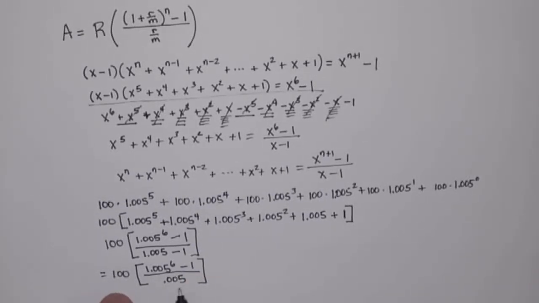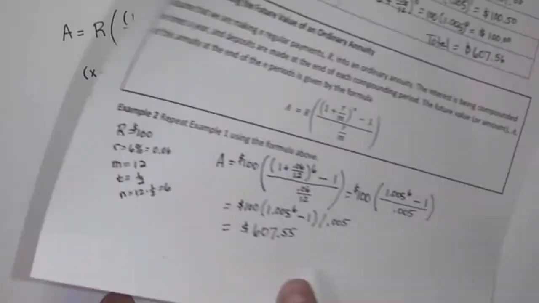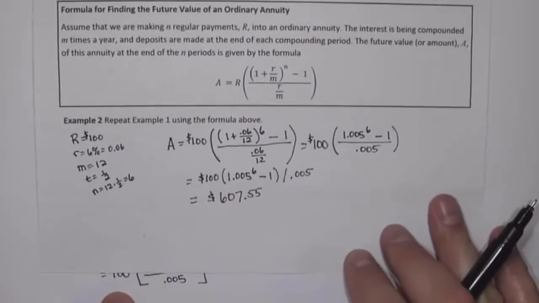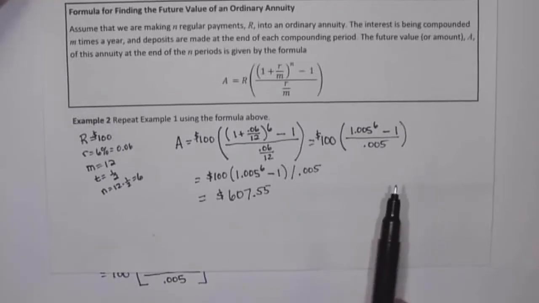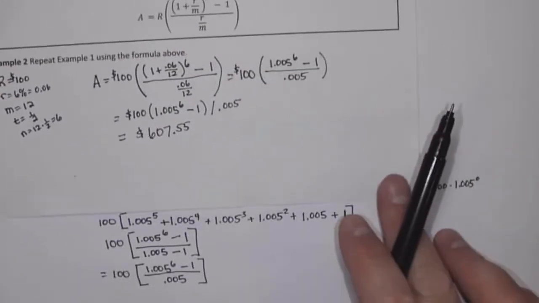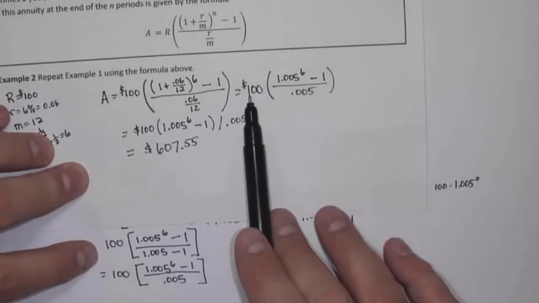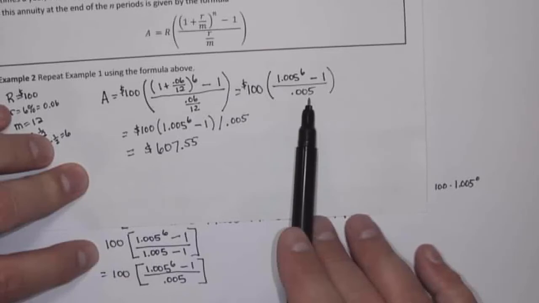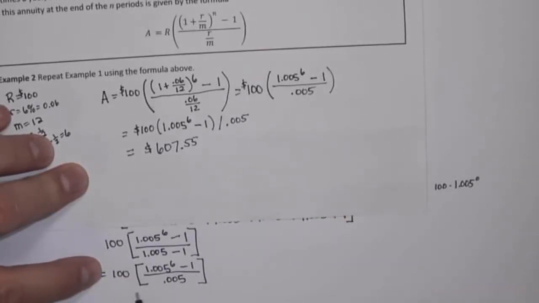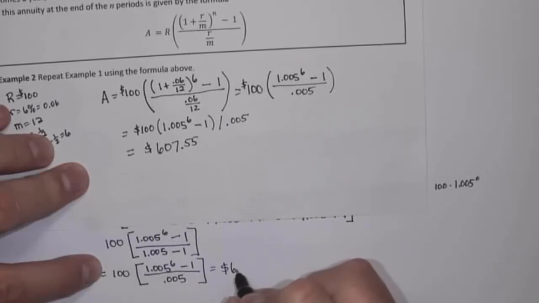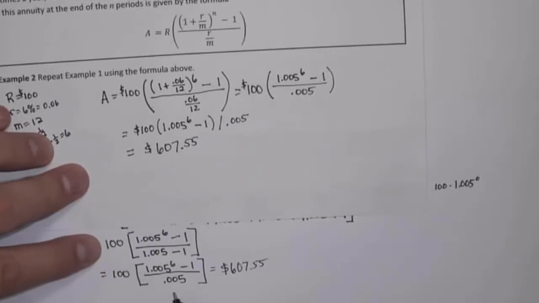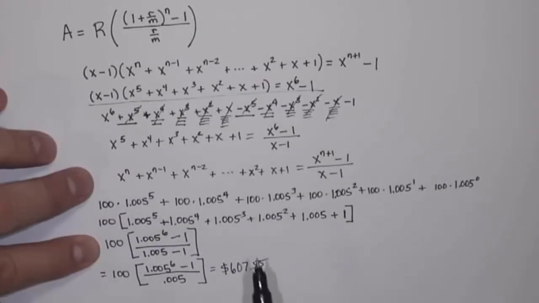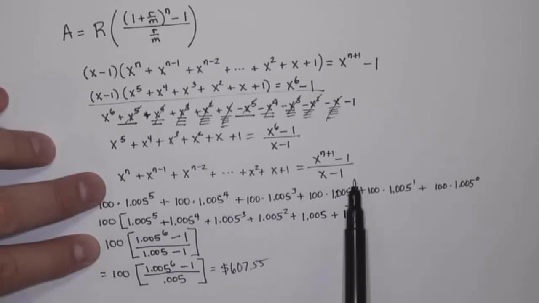So this is what we had in example 2 when we used the formula. So when we use the formula in example 2, let me resituate so you can compare those. We had $100 times 1.005 to the sixth minus 1, and that was divided by 0.005, which is exactly what we have right here. So if we multiply that out, that is $607.55. But my point is, this formula that we used just came from this fact from algebra.